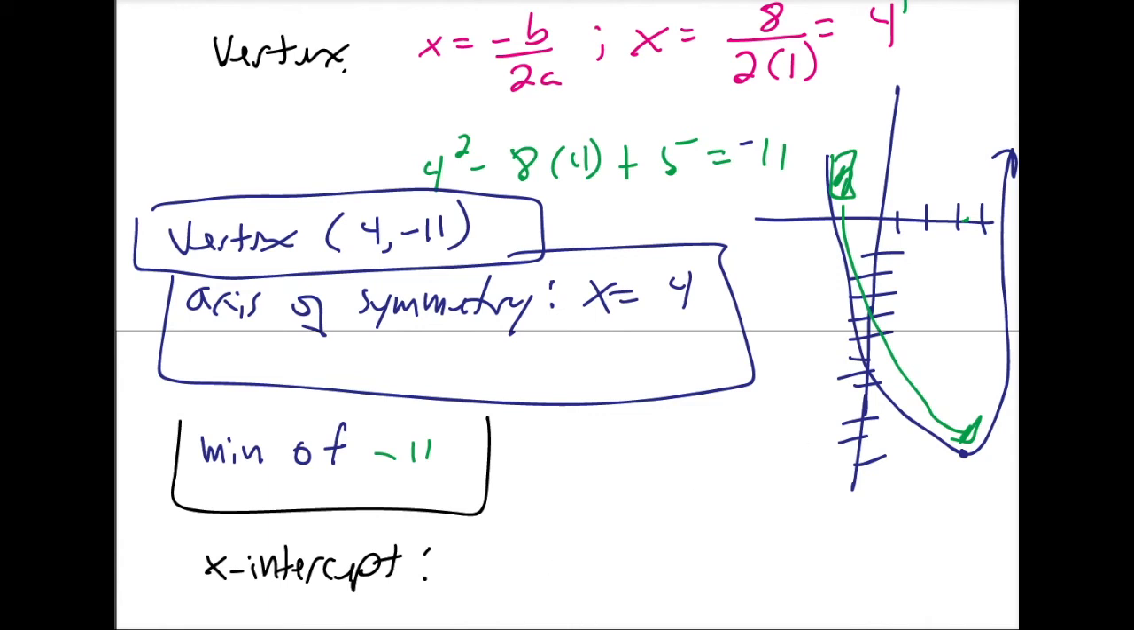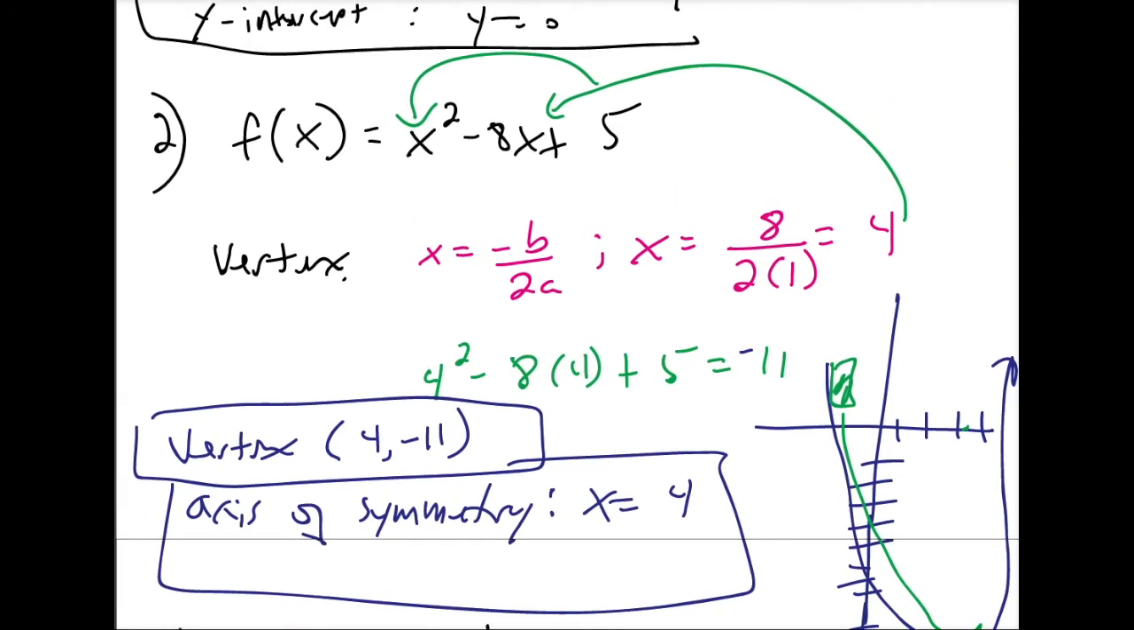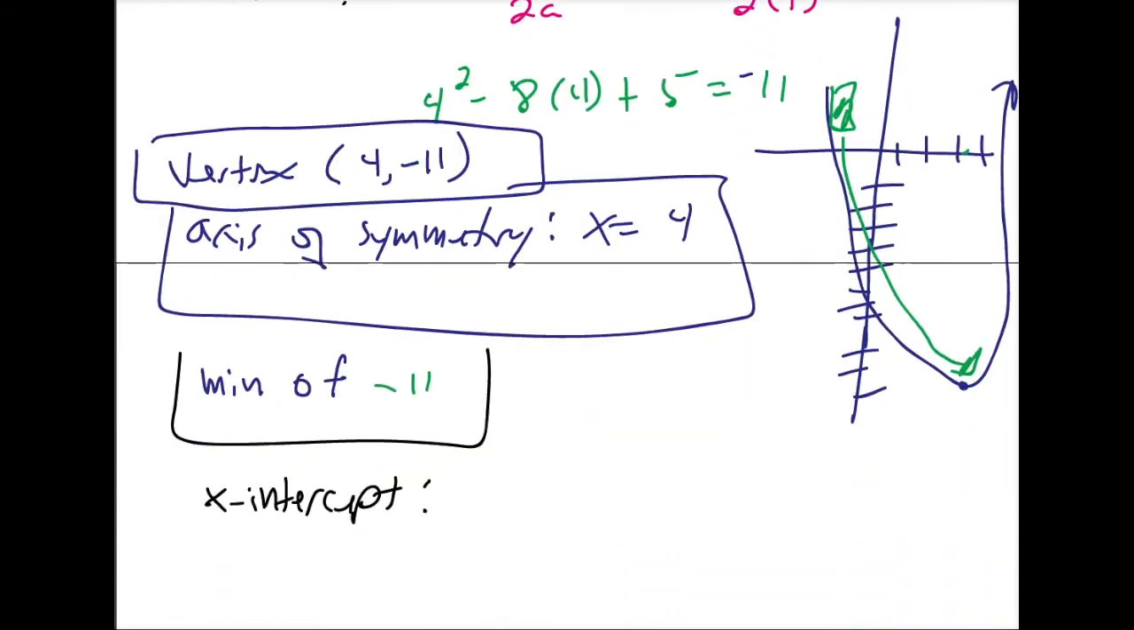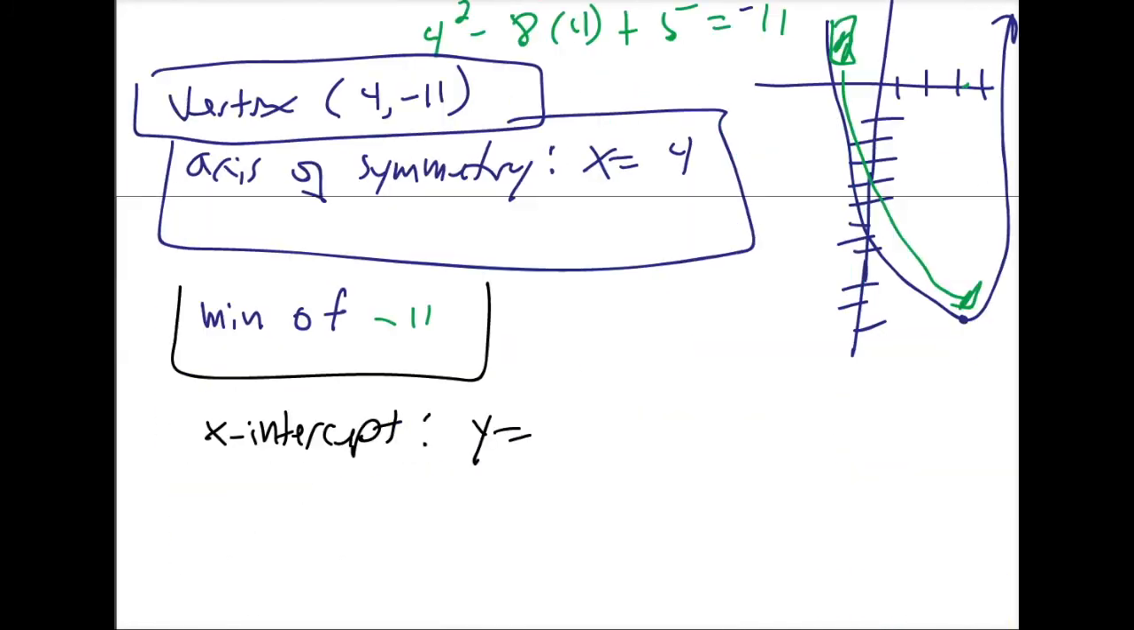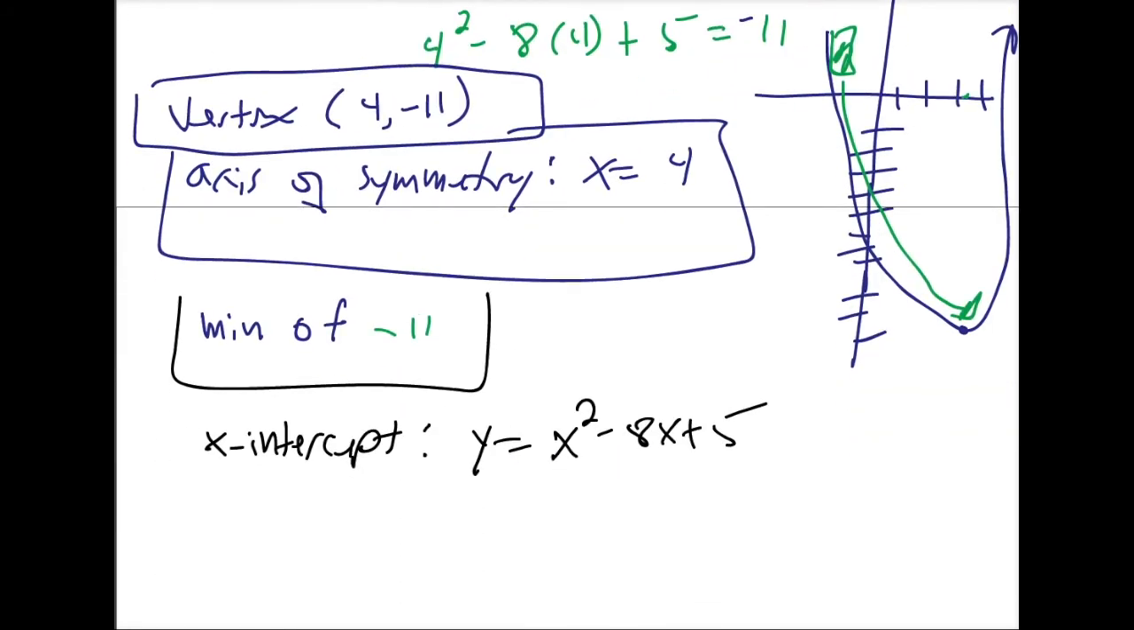So we get our original equation, which is y equals x squared minus 8x plus 5. And if we set y equals 0, you're going to get 0 equals x squared minus 8x plus 5. Now what do you do from there? Factor it. Okay, let's try that.